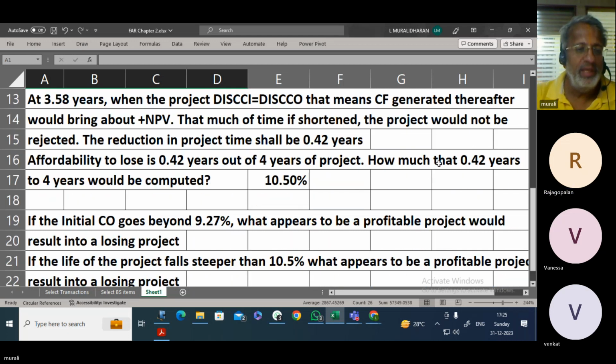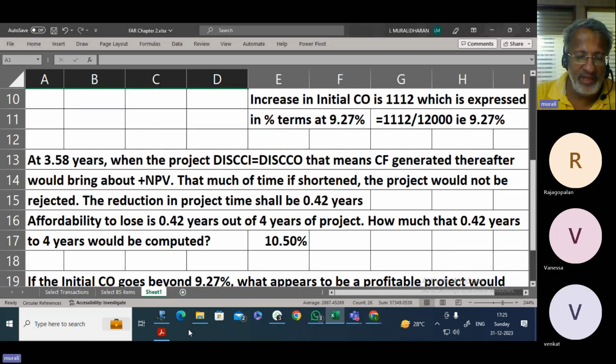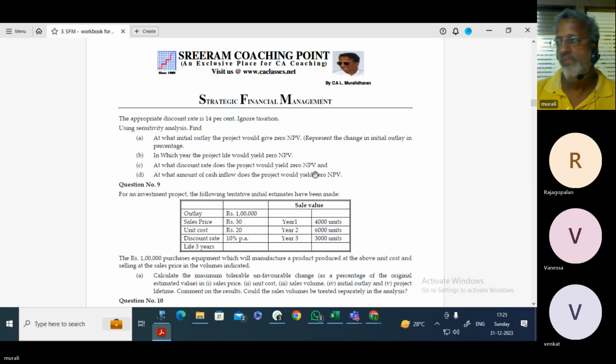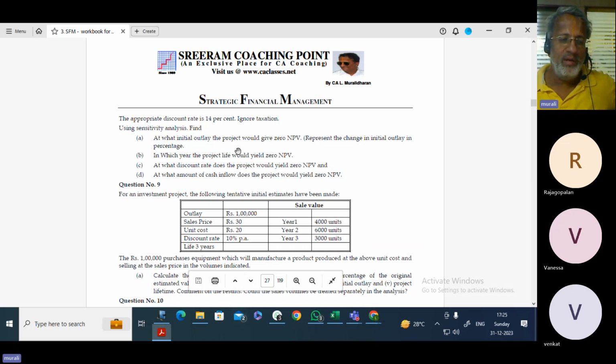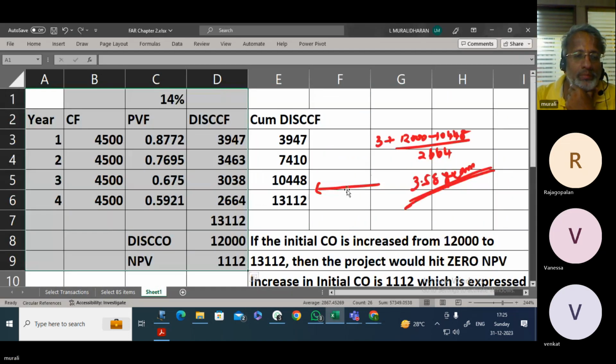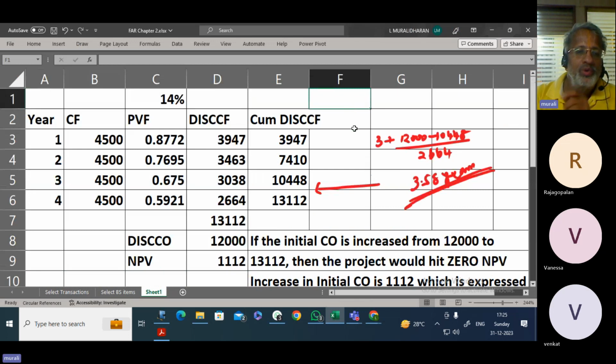Okay. Here, the second factor that we have chosen for discussion is in which year the project life would yield 0 NPV. In which year the project life would yield 0 NPV. Here, it is the project life, and the NPV is what they have also used. So we do have this discounted payback when you operate.